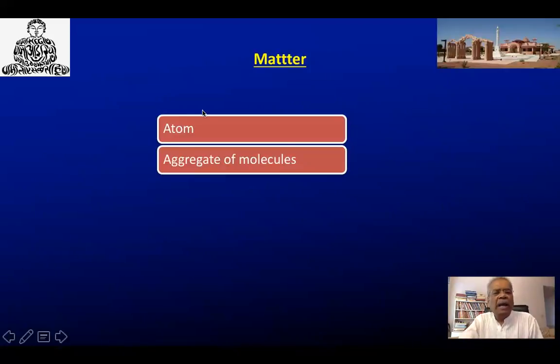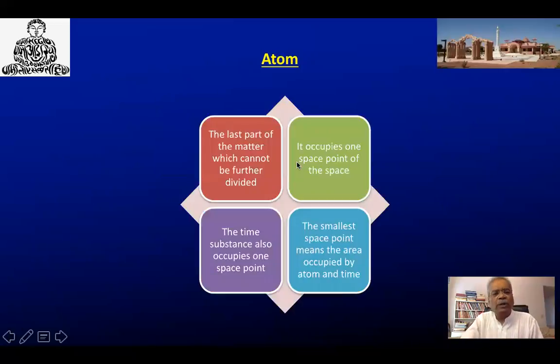The atom is called Parmanu. Aggregate of molecules is called skand. Atom is the last part of matter which cannot be further divided. It occupies one space point of the space. The time substance also occupies one space point. We'll talk about this when we come to the time section. We are in the matter section.